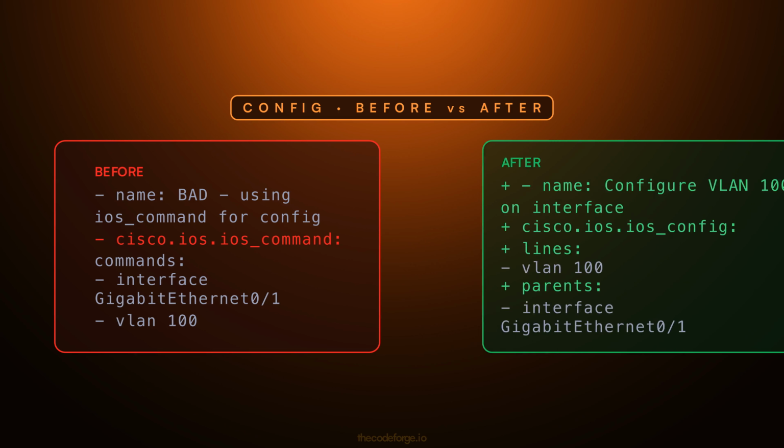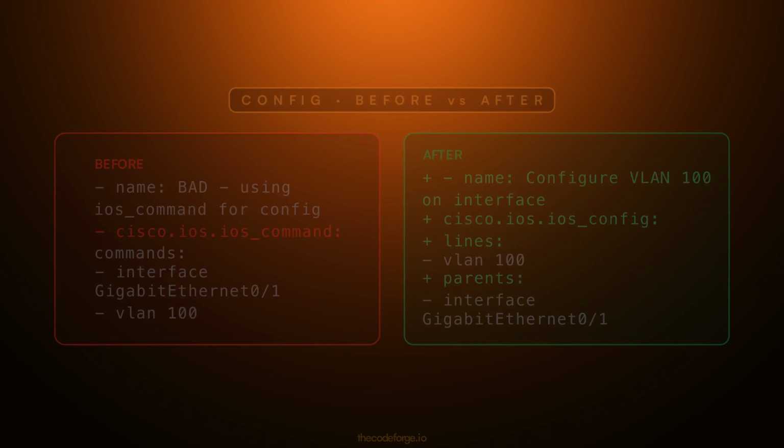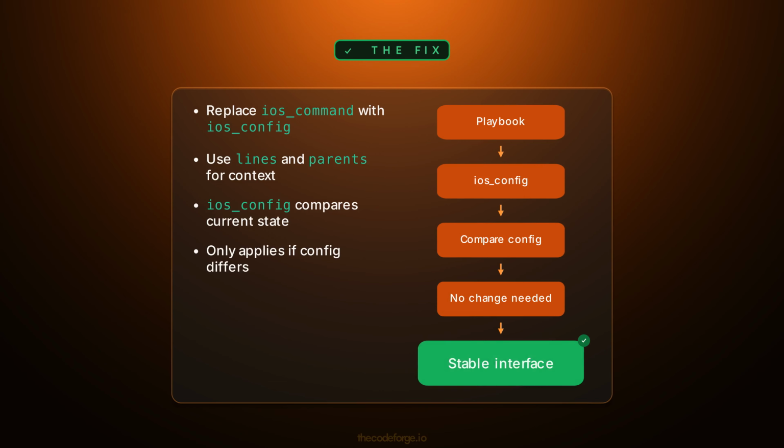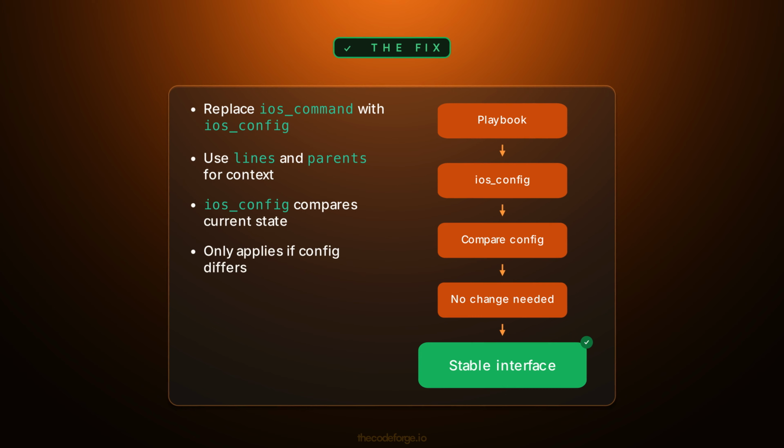The root cause was using EOS command to push configuration commands, which does not check current state and reapplies commands every run, causing interface resets. The fix uses EOS config with lines and parents to compare and only apply if config differs. EOS config reads the running config, compares it with the desired state, and only applies changes if needed. This prevents unnecessary interface resets and ensures idempotency.